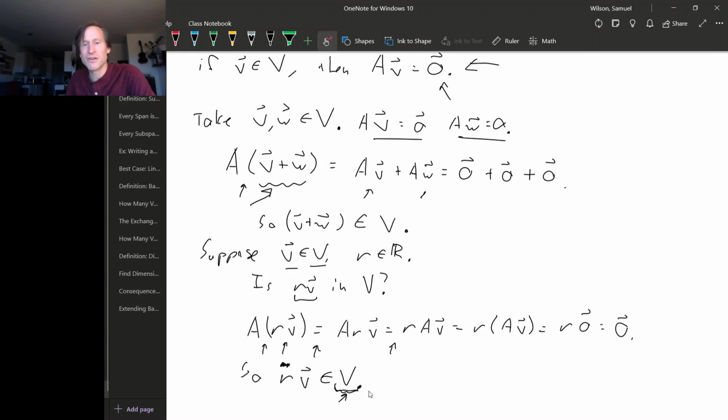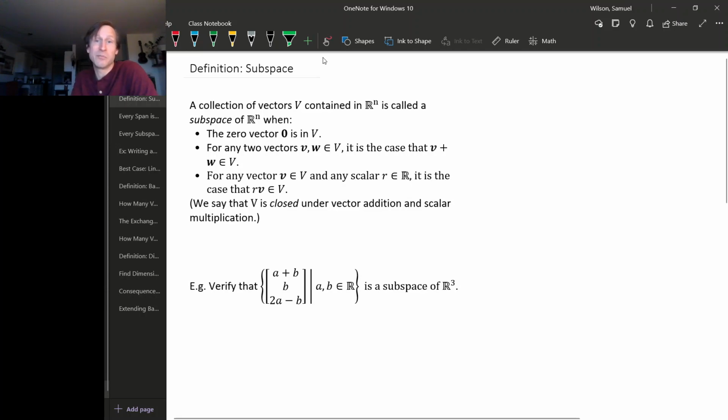Capital V is sort of a world of vectors all unto itself, because if you pick two vectors and add them, you stay in here, and if you do scalar multiplication, you stay in here. So it's a space of vectors that is a world all to its own, but it sits inside some larger ambient Euclidean space, Rn. For that reason, we're going to call this collection of vectors a subspace.